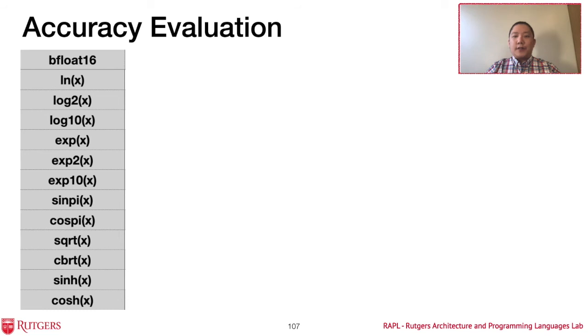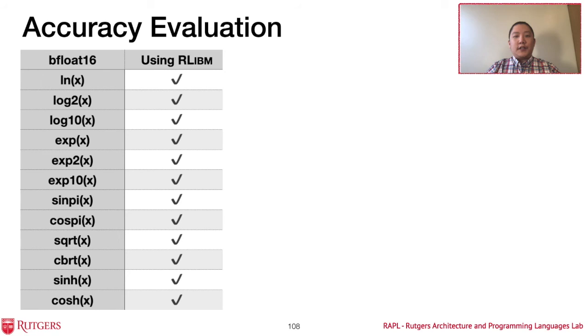Our experiment shows that RLibm produces correctly rounded results for all available functions. RLibm provides 12 math library functions for bfloat16, and it produces the correctly rounded results for all inputs for all 12 functions.